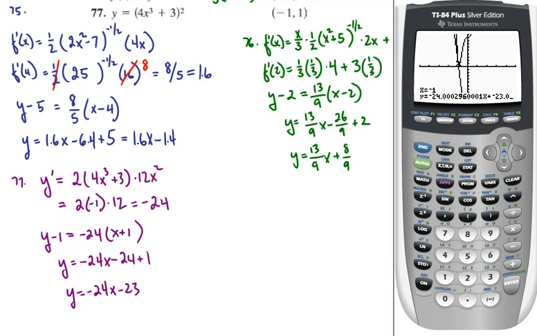So that does it for this collection of exercises. We're trying to use the chain rule to find a derivative and then to go on to find the equation of the tangent line at a given point.